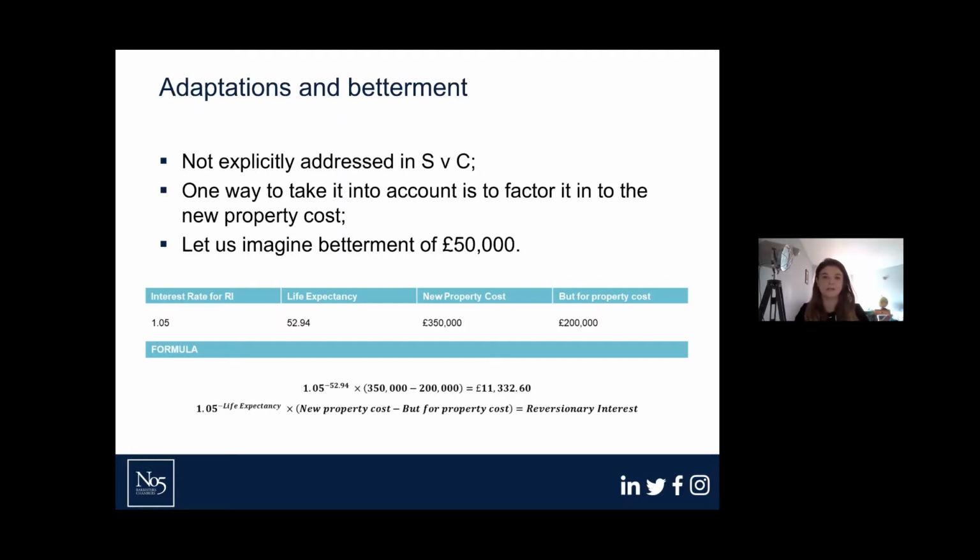And there are obviously different ways for people to do it. It's not something that is explicitly addressed. But I think that's the most simple way that one could look at it to ensure that you take into account betterment. Nick, I think you're going to now look at potentially the judgment itself.